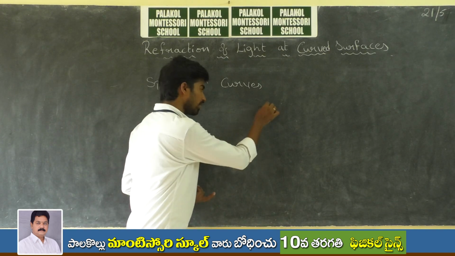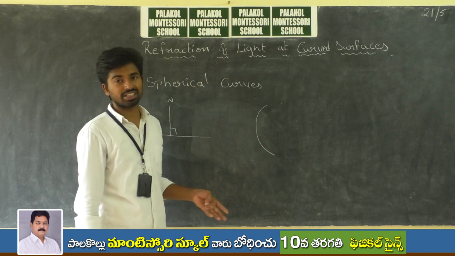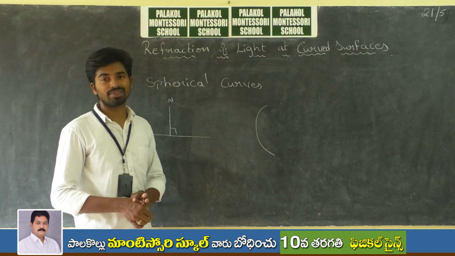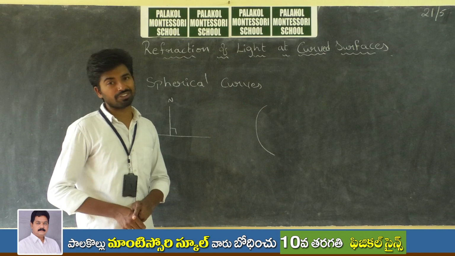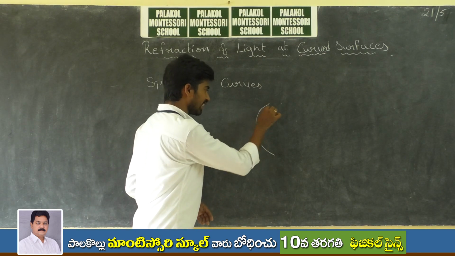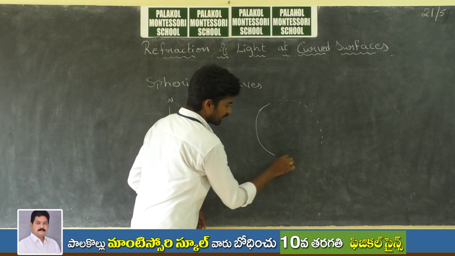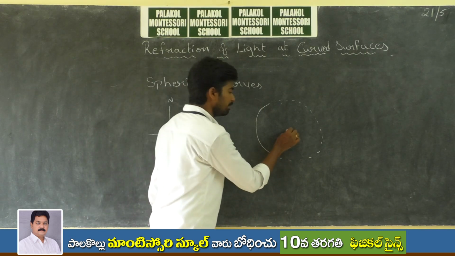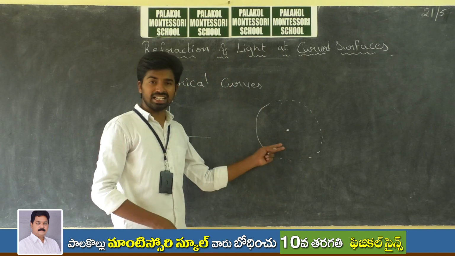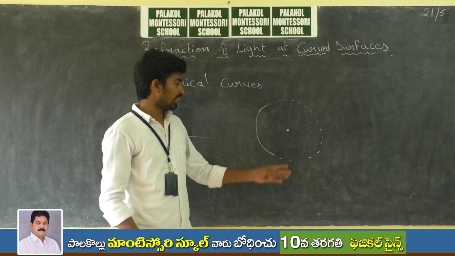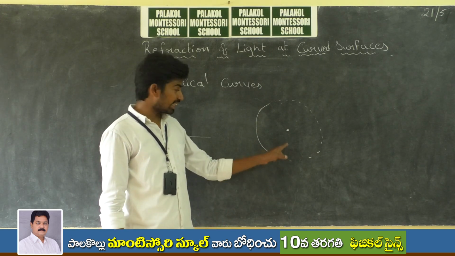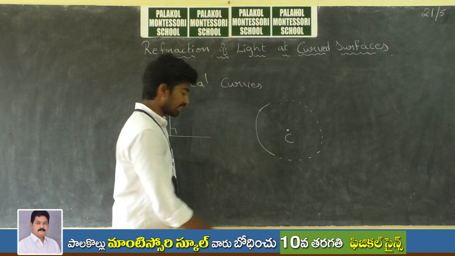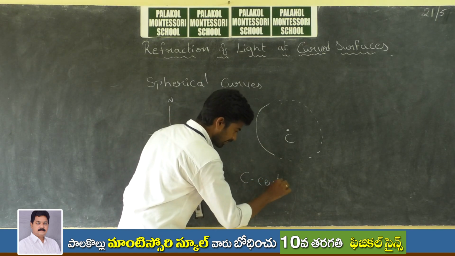Then how will the normal line be for a spherical surface? If I have a spherical surface, how can we draw a normal line here? Since this spherical surface is a part of a sphere, and this particular sphere will have some center. The sphere is a three-dimensional object. The sphere will have a center, and that center is called the center of curvature, which is denoted with C.